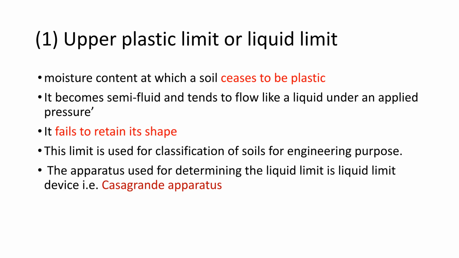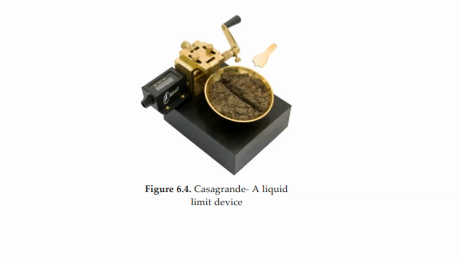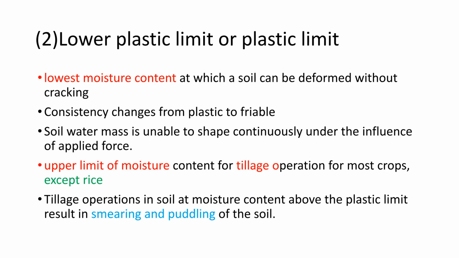The upper plastic limit, or liquid limit, is the moisture content at which a soil ceases to be plastic and begins to flow like a liquid. This limit is important for soil classification in engineering. The Casagrande apparatus, a liquid limit device, is used for determining the liquid limit. The lower plastic limit, or plastic limit, is the lowest moisture content where a soil can be deformed without cracking. This is the upper limit of moisture content for most tillage operations.